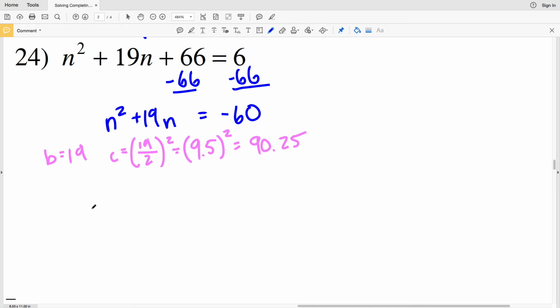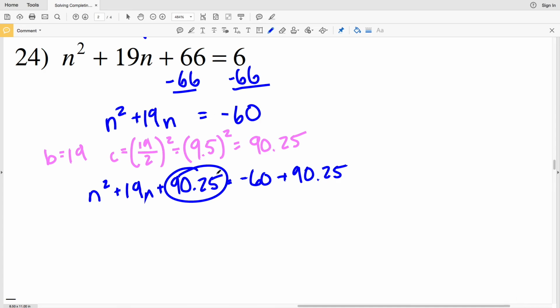90.25. So adding c to both sides, both the left and the right of my equation, I'll get n squared plus 19n plus 9.5 squared, which is 90.25, equal to negative 60 plus 90.25. And if you're more comfortable leaving this as 9.5 squared so that you remember that that will be your new b value when you simplify, for instance, n plus 9.5 squared, feel free to do so, because a squared plus 2ab plus b squared equals a plus b squared. And then negative 60 plus 90.25 equals a positive 30.25.